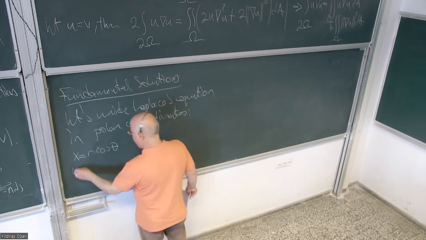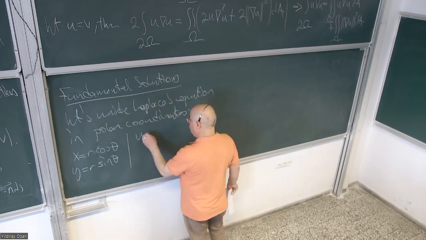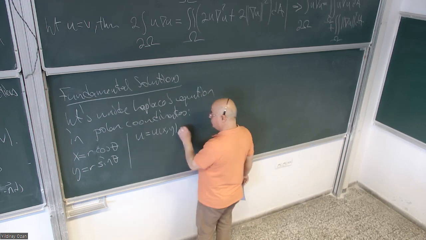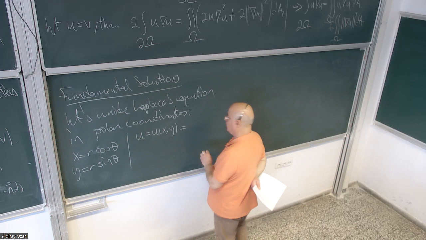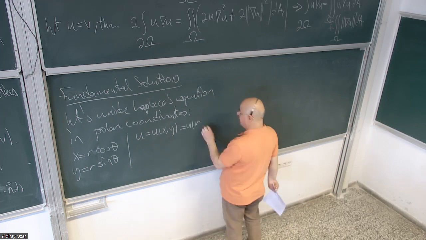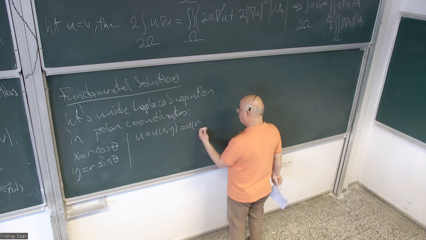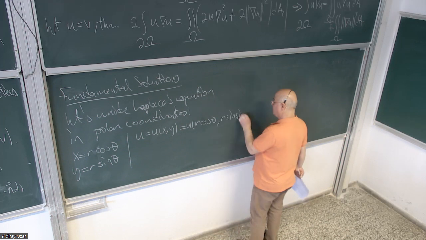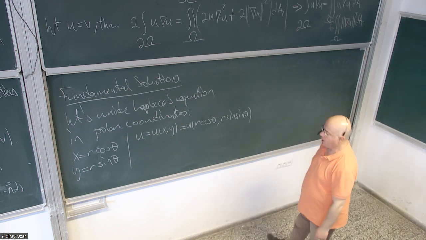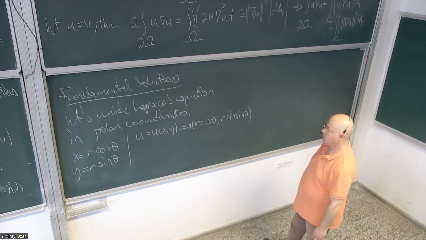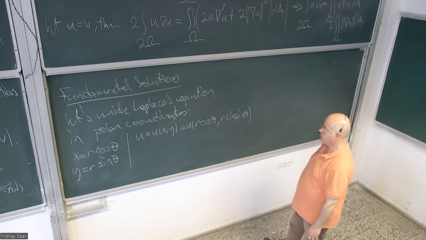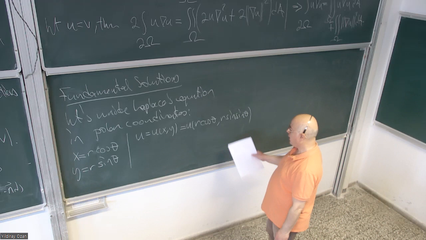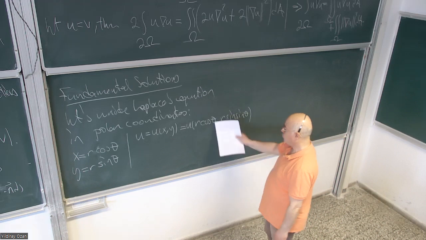Y equals r sin theta. Well, we have u as a function of x and y, so it is also a function of r and theta, because x is just r cos theta and y is r sin theta. Therefore, I can write u sub x and u sub y as derivatives with respect to r and theta.